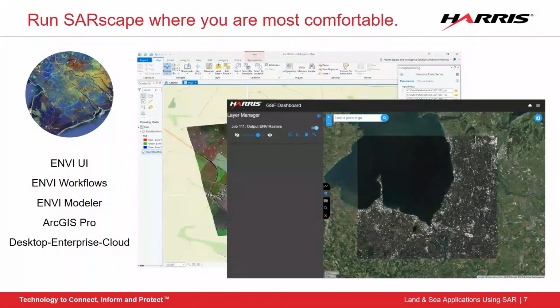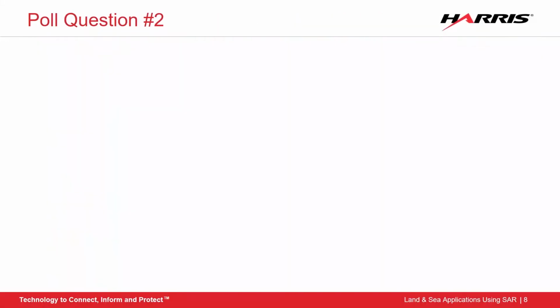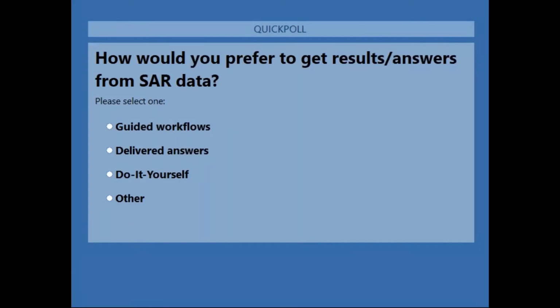So now we'll go to our next poll question. How would you prefer to get results or answers from SAR data? Would you like to have guided workflows help you find answers? Would you like to get answers delivered to you, so like a layer that you would get from us? Would you like to do it yourself or other? Let me give you a few seconds to click into that.